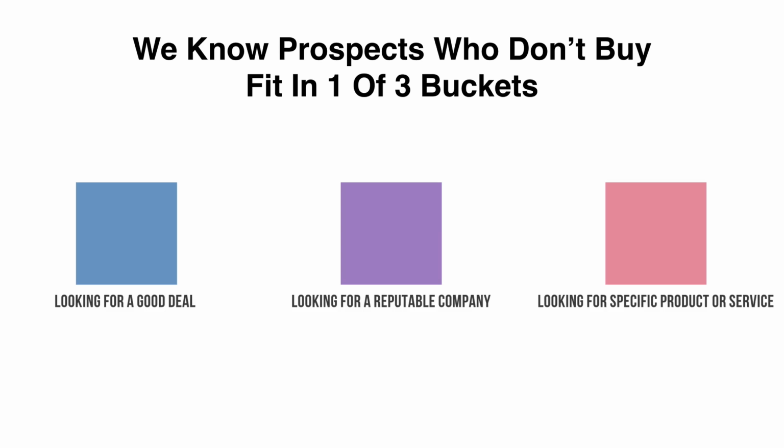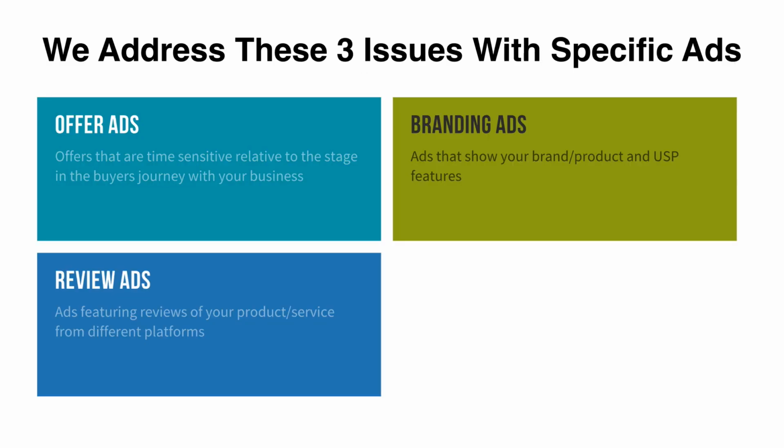So we address these three issues with specific ads. This also helps us create a lot of different types of ads so that we can control frequency, right? Like we were just talking about. So we address these three issues on the screen here with specific ads. First and foremost are offer ads. And offer ads are just time sensitive and relative to the stage of the buyer's journey that your prospect is going through.